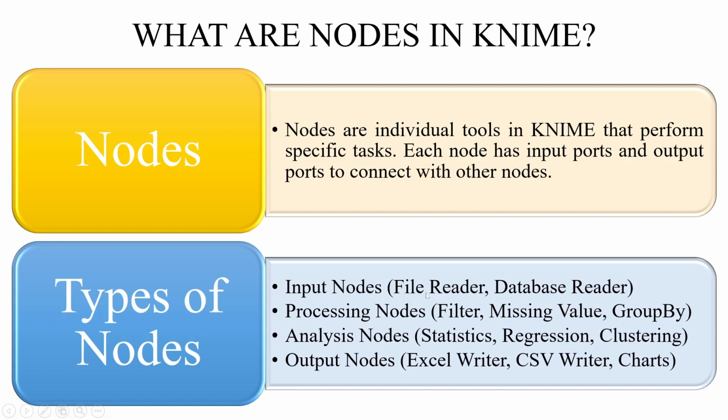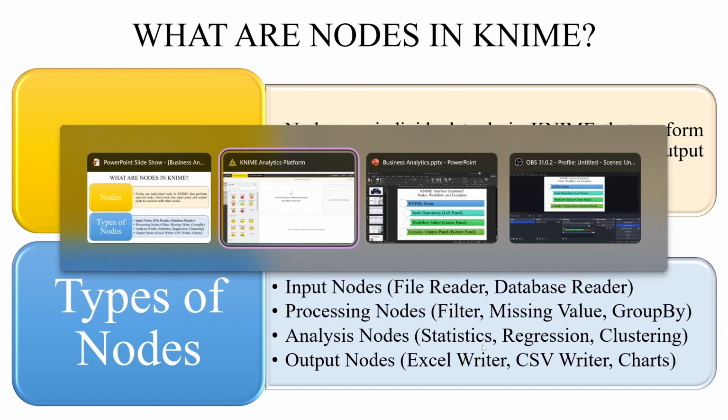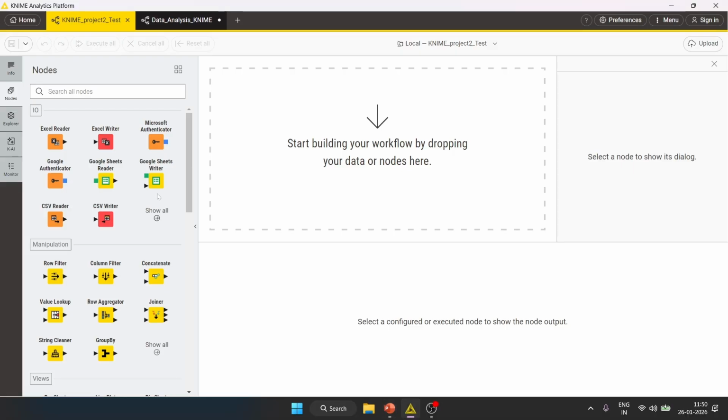There are a few categories or types of nodes. Some are input nodes, which read the data. Some nodes are processing nodes that process your data, mostly to do with organizing data. Some nodes are related to analysis of data, using statistical processes to analyze your data. And another category of nodes are output nodes. So let's see in KNIME where all those nodes are available.